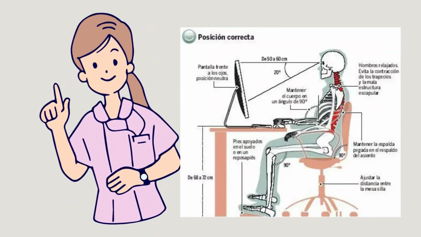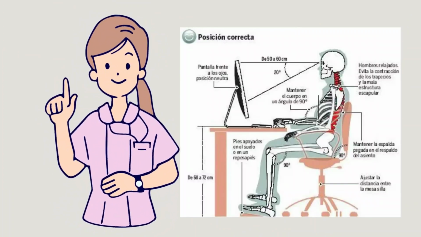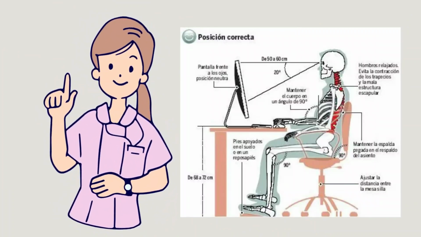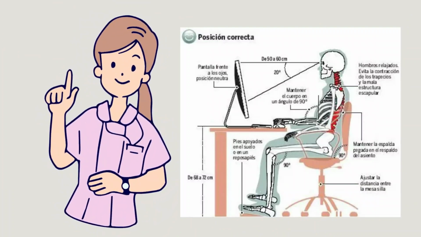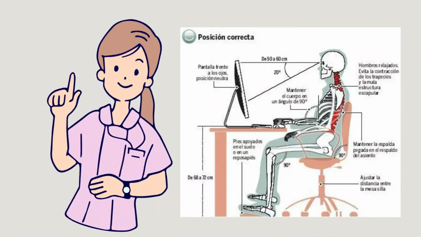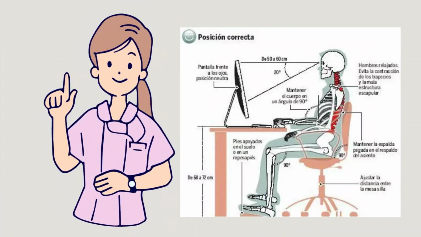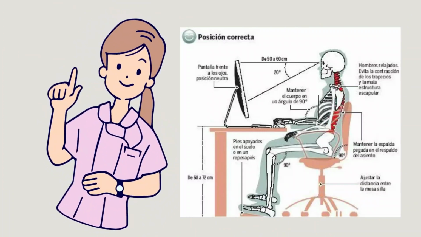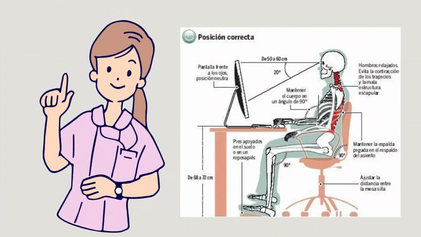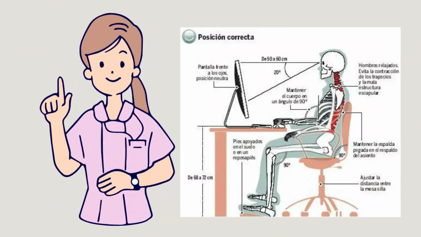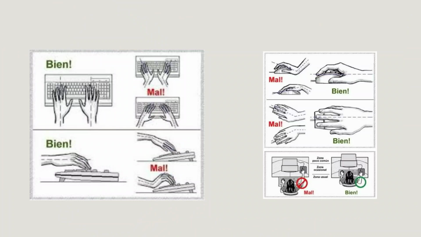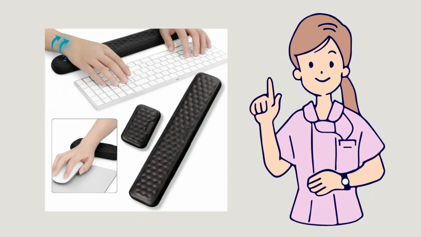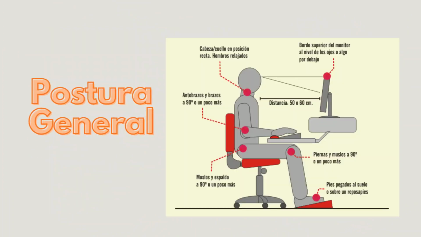Table. The height should allow the elbow to form an angle of 90 to 100 degrees when typing. Monitor. The top edge of the screen should be at or slightly below eye level. It should be 50 to 70 cm away. Hips and knees at a 90 degree angle or slightly greater. General posture. Back fully supported.